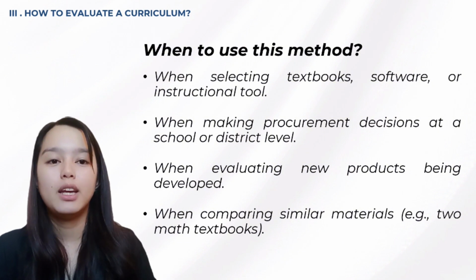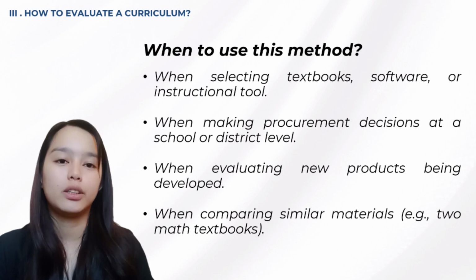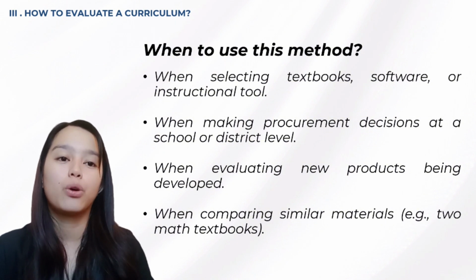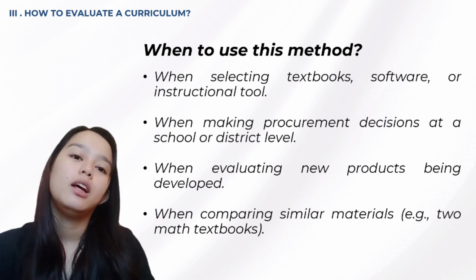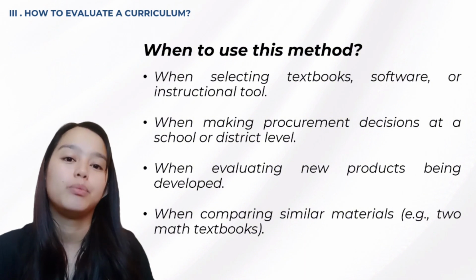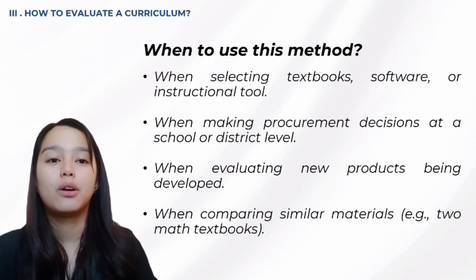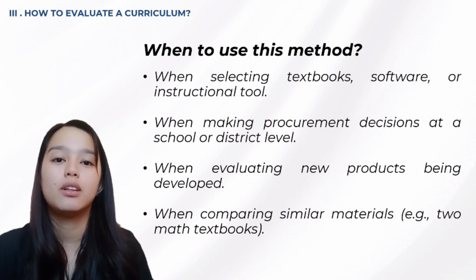Second is when making procurement decisions at the school or district level. If a school or district is buying large quantities of materials, this model provides a structured way to ensure the products are worth the investment, and it uses clear criteria and checklists to guide the decision. And lastly is when evaluating new products being developed. Schools or companies creating their own learning materials can use this model to check the quality before final release. It helps identify areas for improvement and ensure the product meets the learning standards.